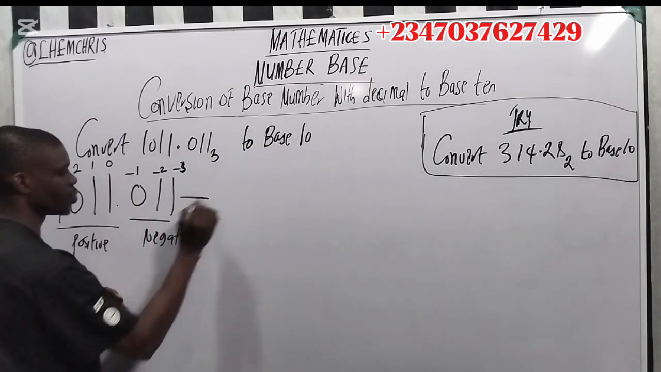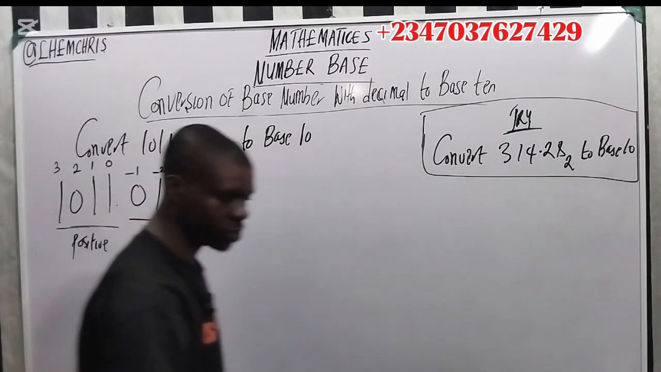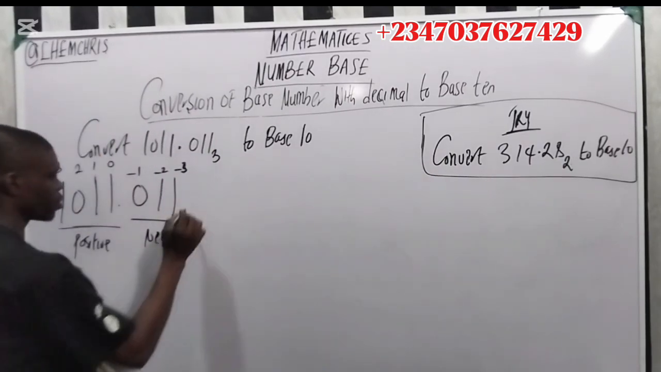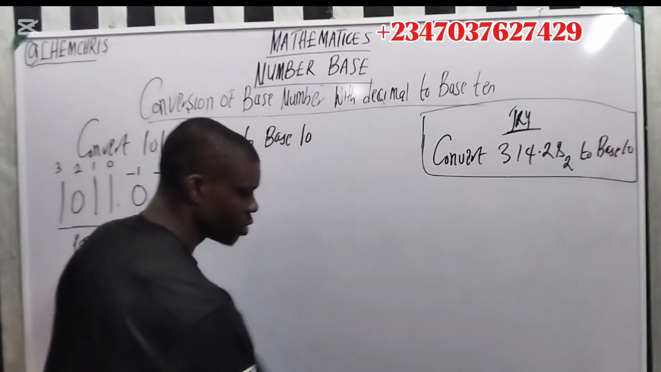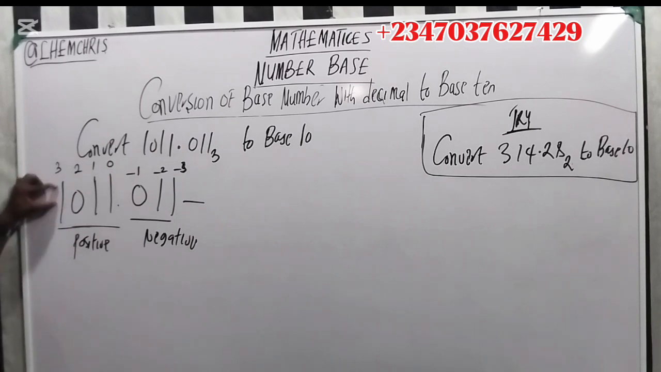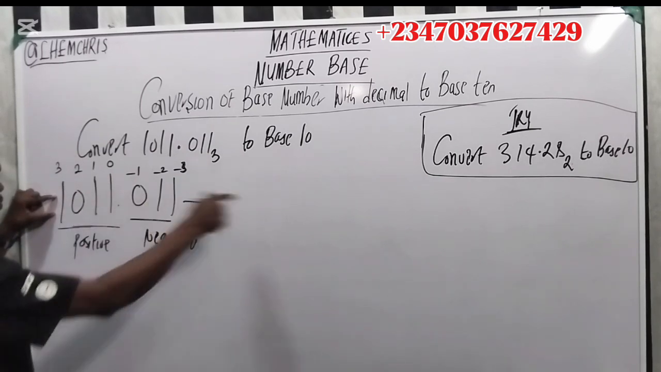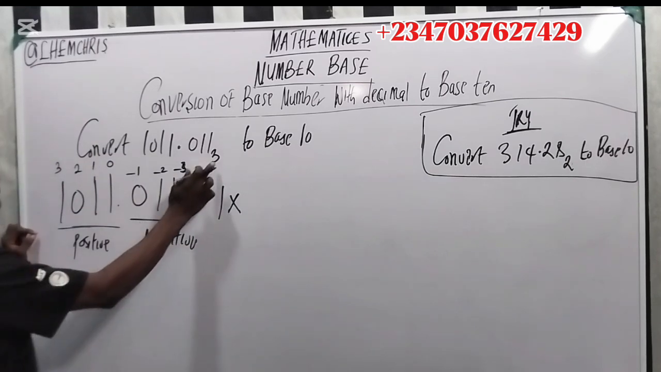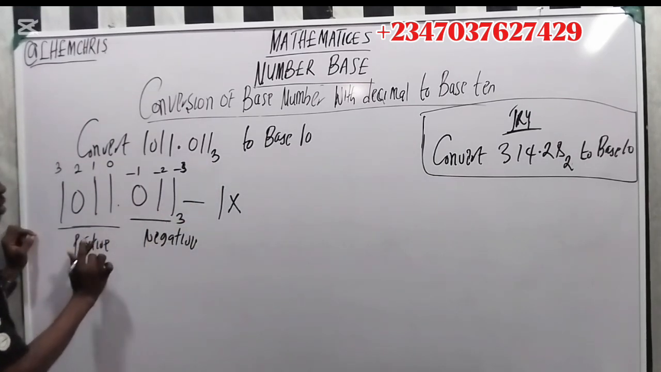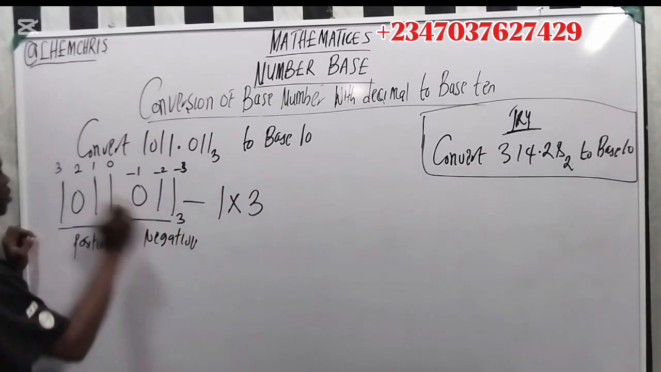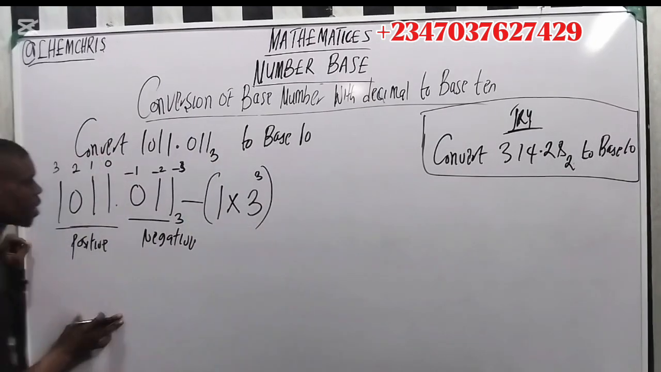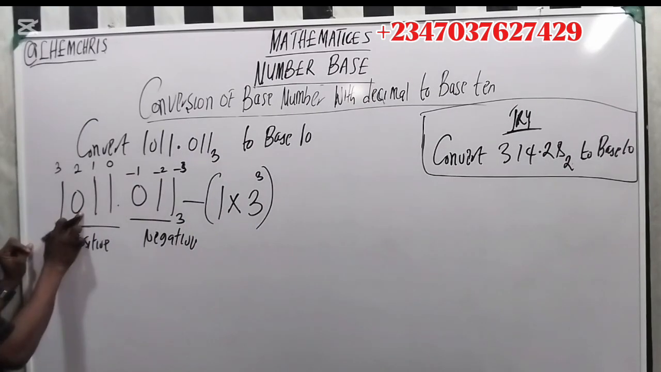Now what do you want to do here? This is what you want to do. From here you start from this one, because I'm moving from here to here. So 1 times, remember, it's in base 3, 1 times 3 raised to 3. So we are done with this one here. Move to this other one here.